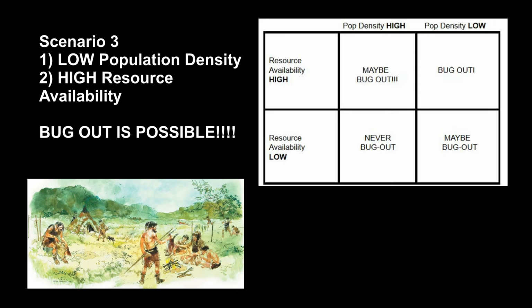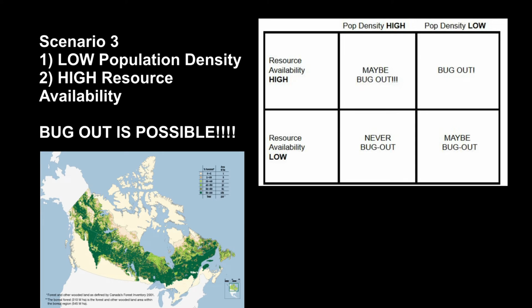Now, without those two things, and of course that's not a fixed scale, it's going to be variant. So there's going to be a gradient of population density and resource availability. But I'd say that low population density, high resource availability, like some places in the northern Canadian woodlands, may be possible for bugging out in a hunter-gathering sense.